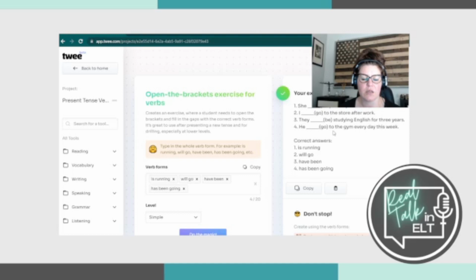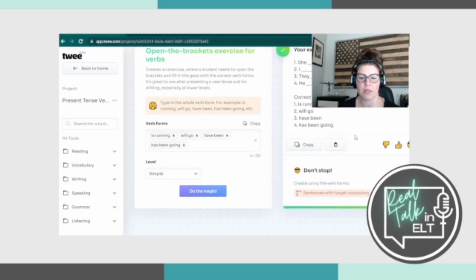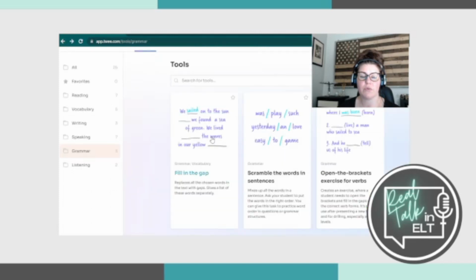So there's a space with go in parentheses and then to the gym every day this week. So he has been going to the gym every day this week. Maybe it got confused because of that, but the first one should have only been have been, and they put have been together with studying. So double check, because that might not be what you're looking for. So those are the 3 for grammar.